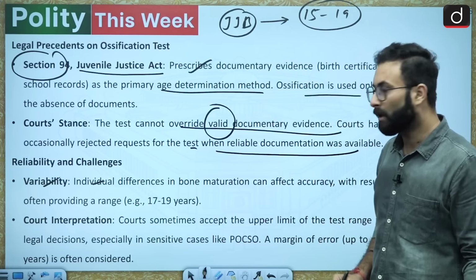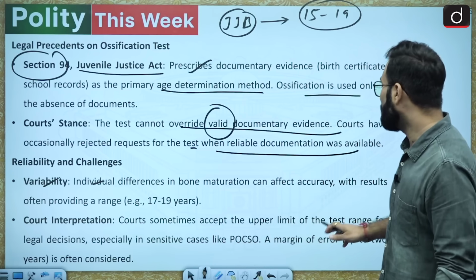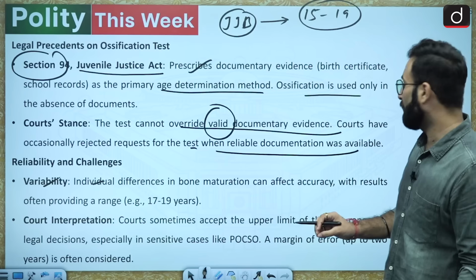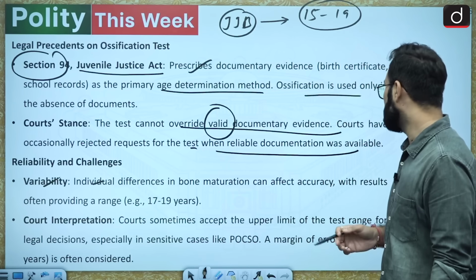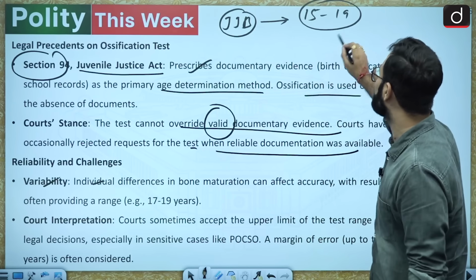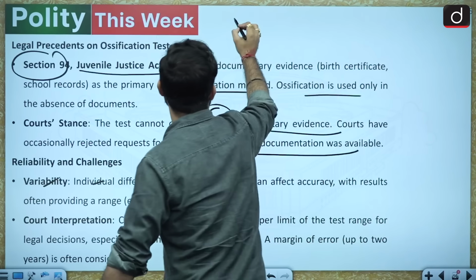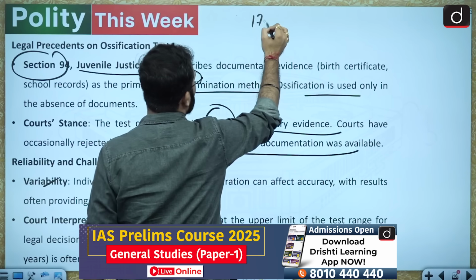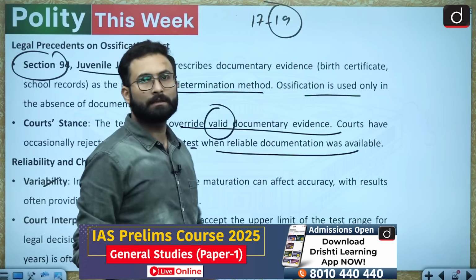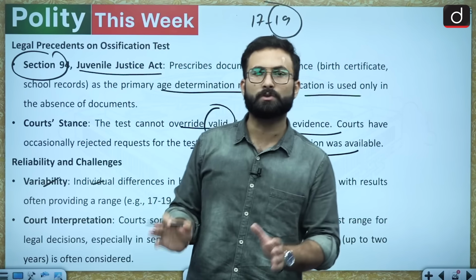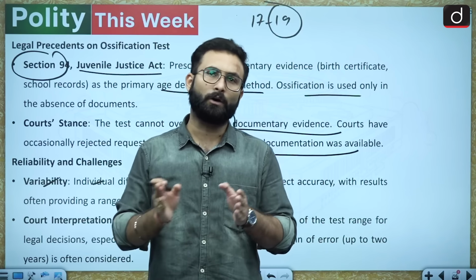As for court interpretation, courts sometimes accept the upper limit of the test range for legal decisions, especially in sensitive cases like POCSO. So we have seen that if the test says this person is 17 to 19, they will rely on 19 years. So that is about the Juvenile Justice Act and the ossification test.